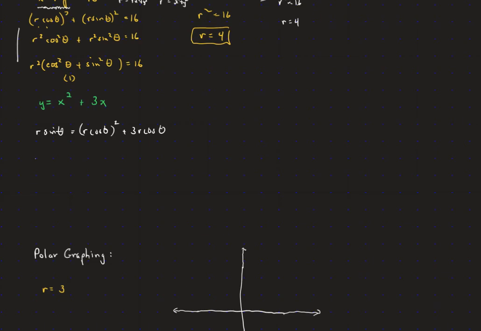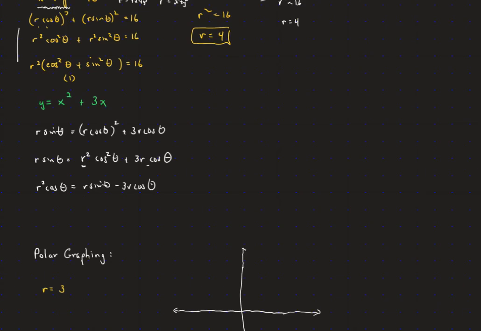So that's going to be r sine theta equals r squared cosine squared theta plus 3r cosine theta. Let's see what we can do. I think what we want to do here, since we have an r squared, let's get that term by itself first. So we've got the r sine theta, and we'll subtract that r cosine theta to the other side.